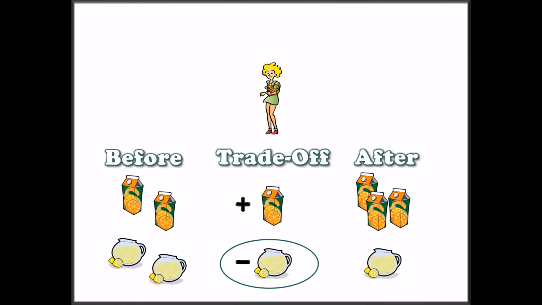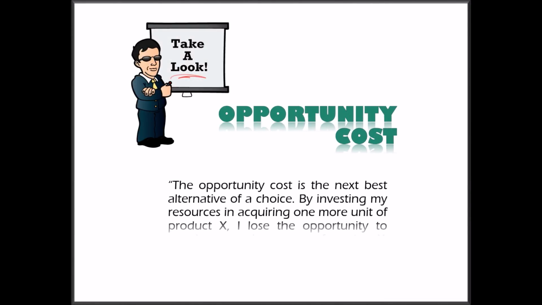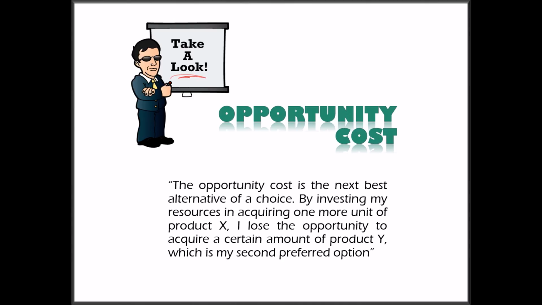In economics, we often try to isolate the effect of one event by assuming that all other important variables remain constant. We call this ceteris paribus, which can be translated as everything else stays the same. Take a look at this. The opportunity cost is the next best alternative of a choice. By investing my resources in acquiring 1 more unit of product X, I lose the opportunity to acquire a certain amount of product Y, which is my second preferred option.